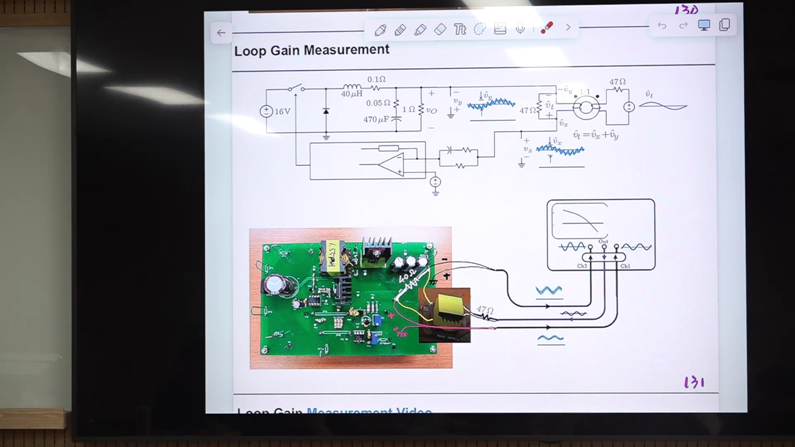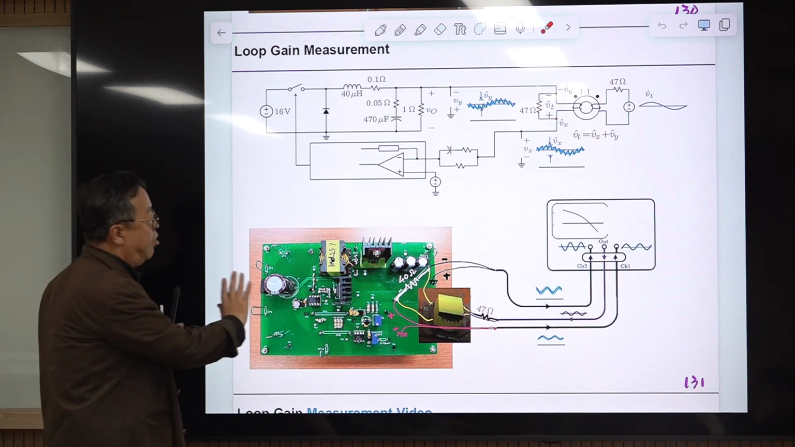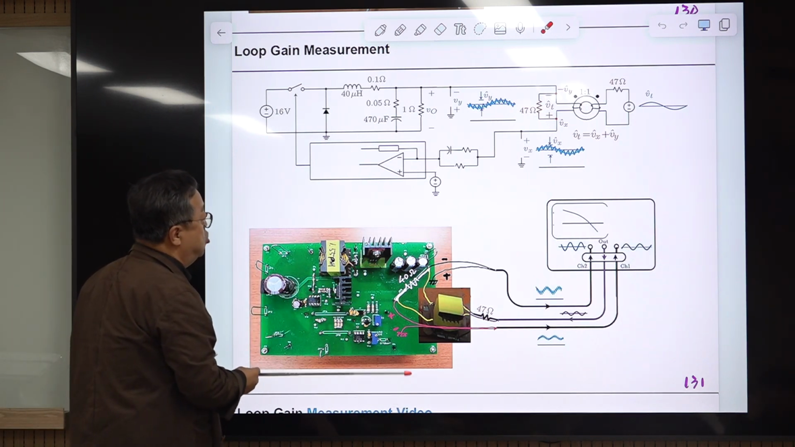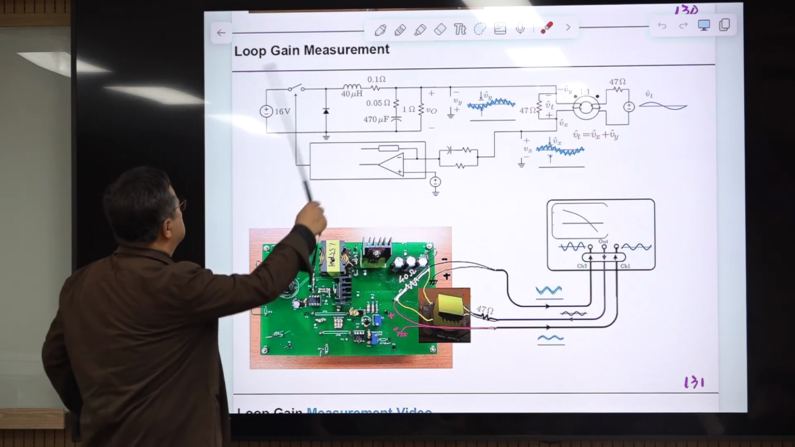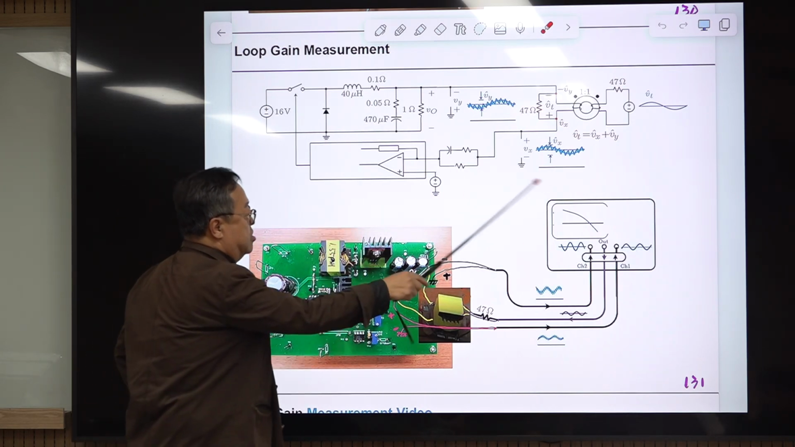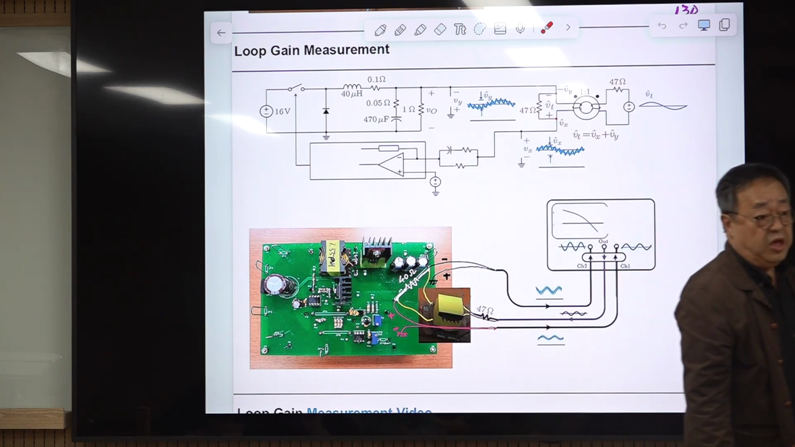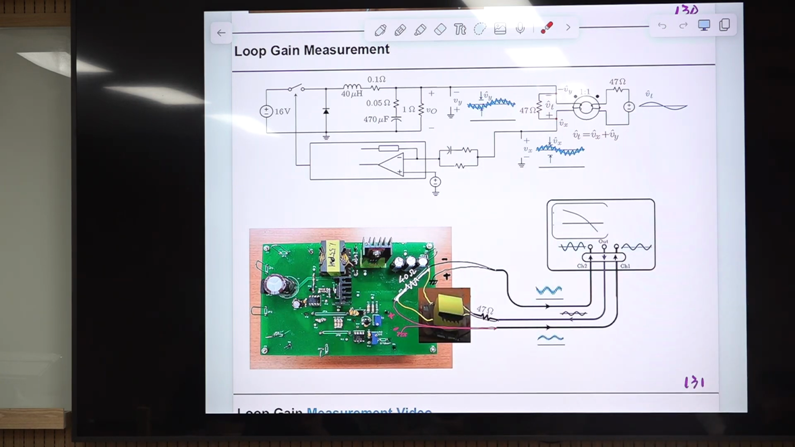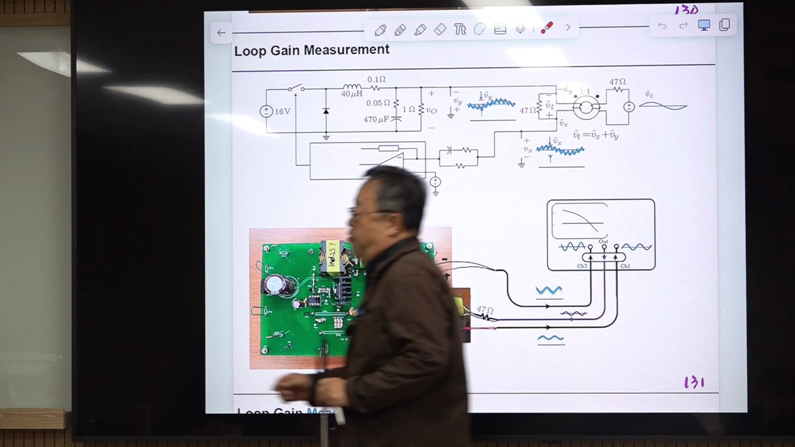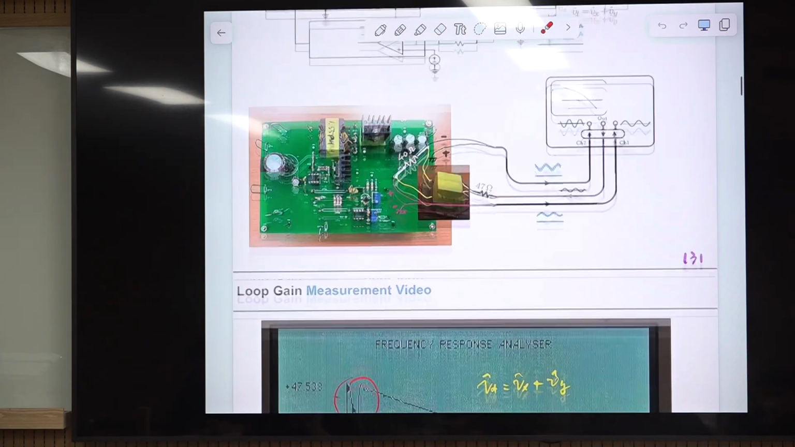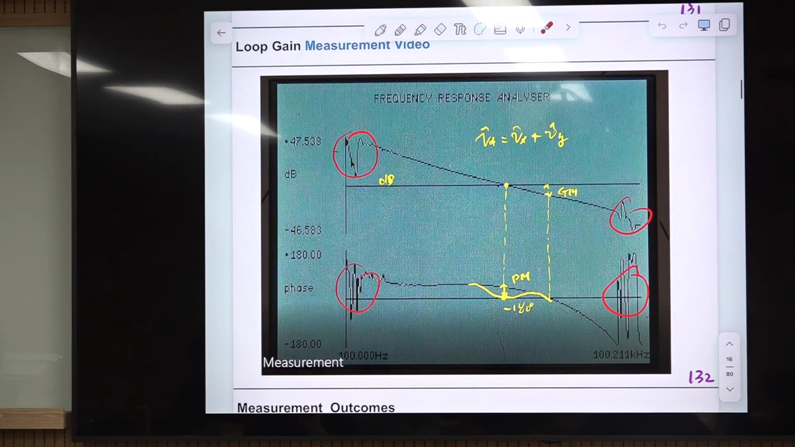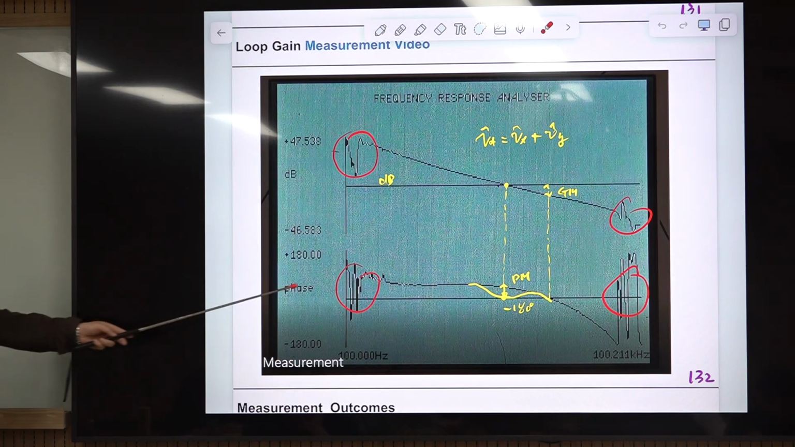Okay, let me start with this page. This shows the configuration of loop gain measurement of this converter using this impedance analyzer. So last lecture we went through the details about the measurement technique and we got the result. We saw this through the video and at that time I drew this.